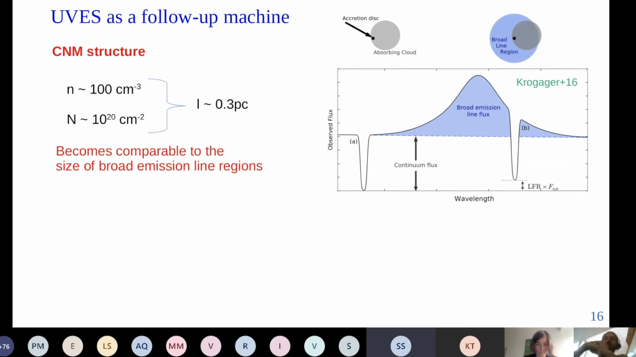Did you try that? Yes, actually, there is a work by Patrick Boisse and Jacqueline Bergeron on this, where they calculated how much this should change. The changes are very, very small. Even with this kind of very small clouds, you don't expect drastic changes in the column densities, for example.